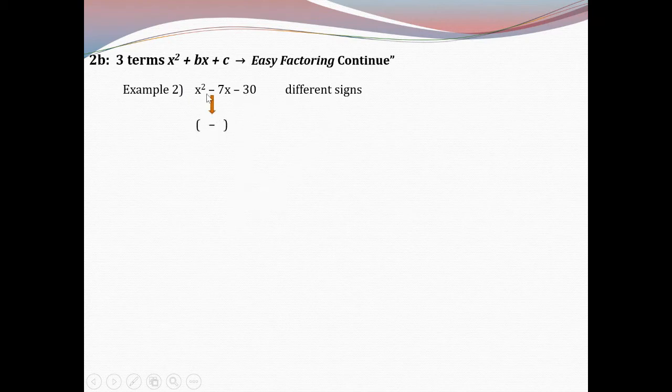So, right, different signs. So this one comes down. So it's going to be minus and plus, because if the signs are different and this one is minus, then that one has to be plus. Okay? So it's going to be x minus and x plus. So my next step, we get the factors of 30.